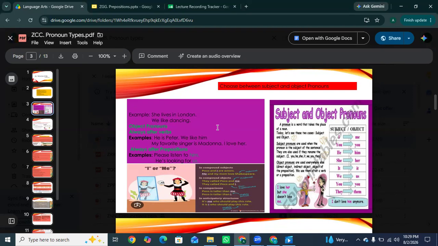Love is a verb, isn't it? So the action of loving is done to her, so her is an object pronoun. And after a preposition, like please listen to him, to is a preposition, the word after it is him, so him is an object pronoun. He is looking for us. For is a preposition, so the word after it is us, so us is an object pronoun.